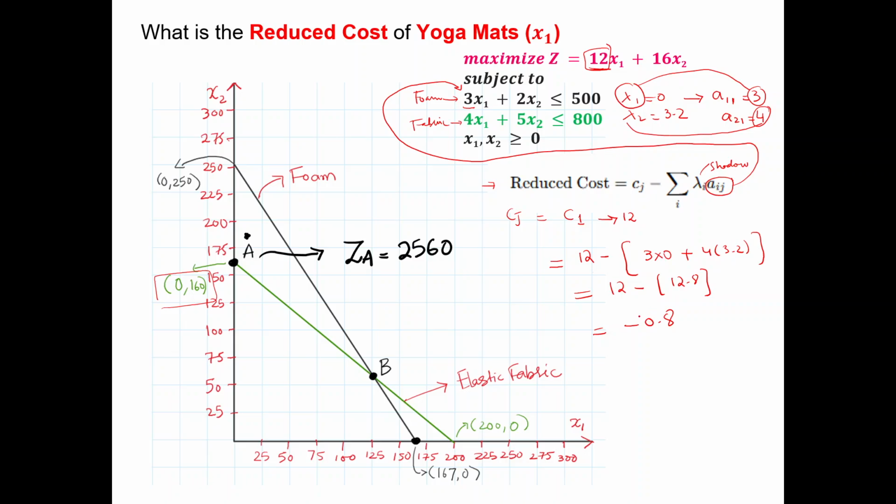This negative sign is telling us that in the maximization problem, if we change the coefficient of x1 by 0.8, that is, increase it by 0.8 or more, then x1 will start appearing in the optimal solution. Right now we have 12. If we make it 12.8 or 12.9, then 12.9 x1 plus 16 x2, this x1 will start appearing in the optimal solution. Then the optimal solution will have both x1 and x2.